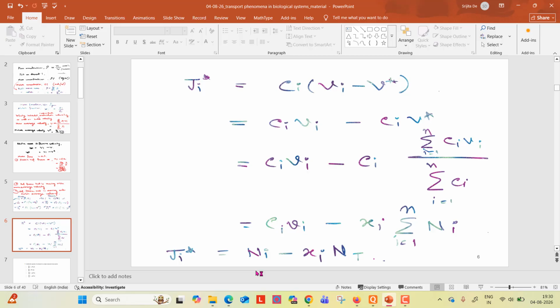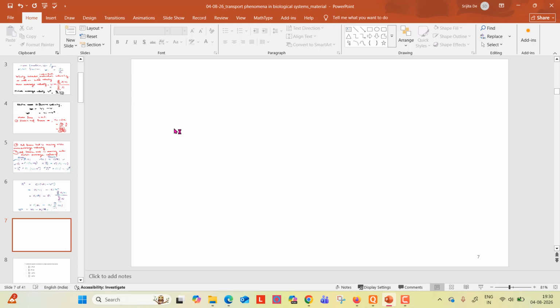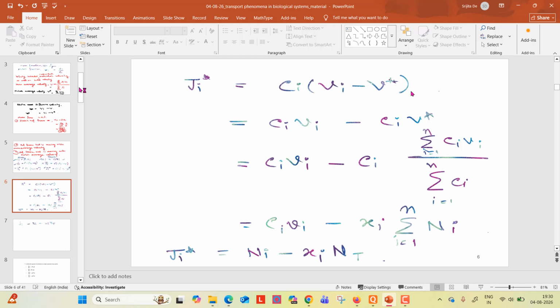Similarly, if we do similar things, what will we get? We will get the relative mass flux Ji equals the mass flux of species i minus the mass fraction Wi into the total mass flux, right? If we compare it with this, we can define it, right?